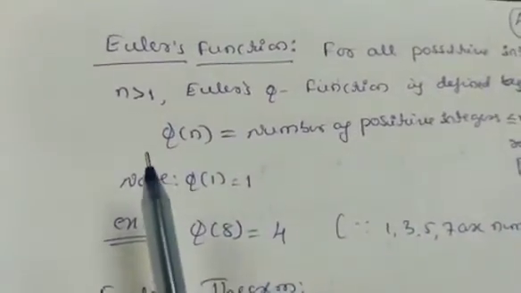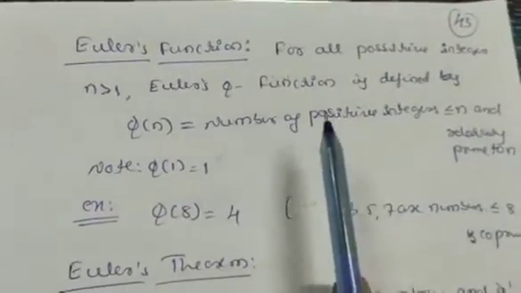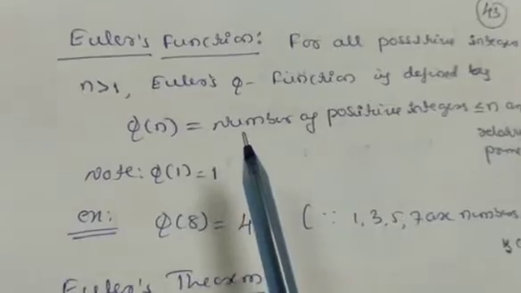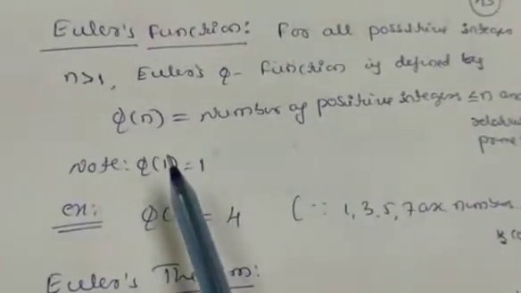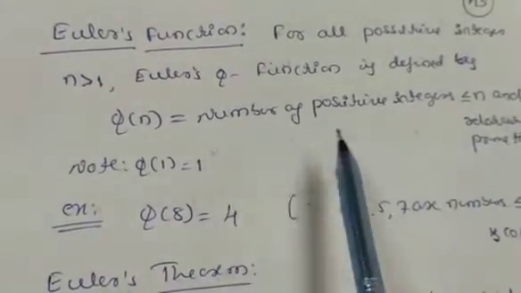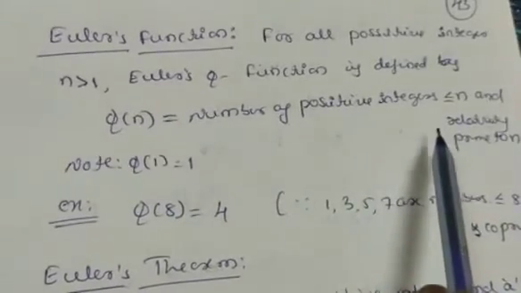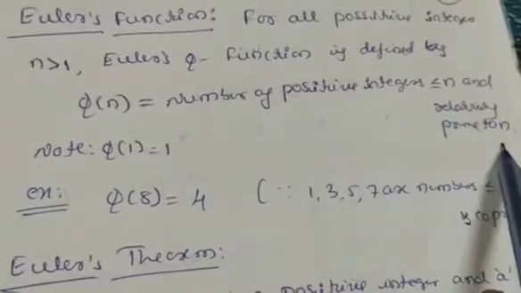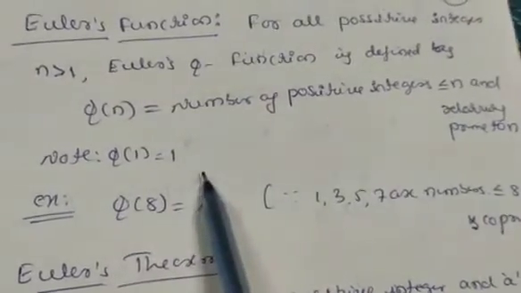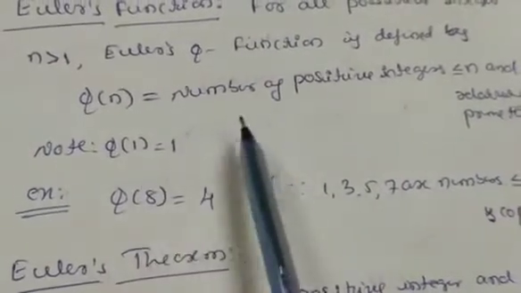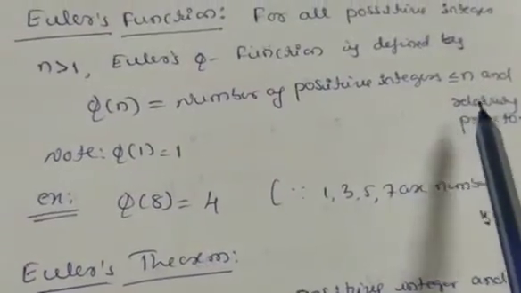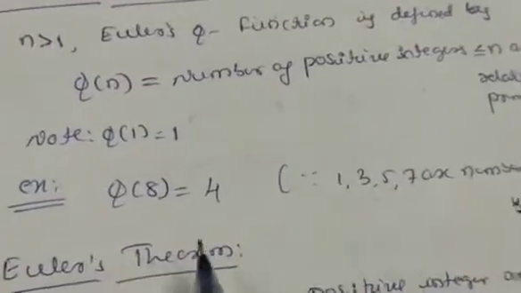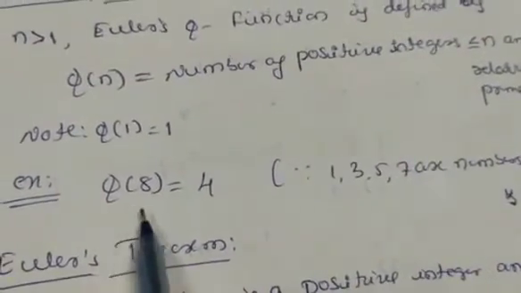Let us take first the definition of Euler's function. For all positive integers n greater than 1, the Euler's function phi is defined as phi of n equals the number of positive integers less than or equal to n and relatively prime to n. This is the definition of phi of n. So phi of 1 is 1. So phi of n means the number of positive integers less than or equal to n and relatively prime to n. For example, let us take phi of 8.